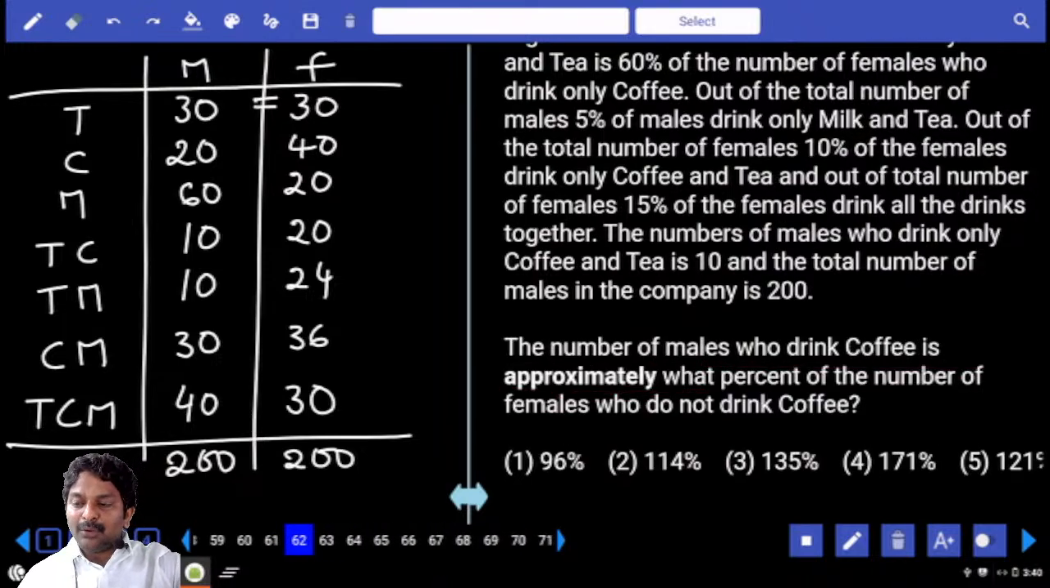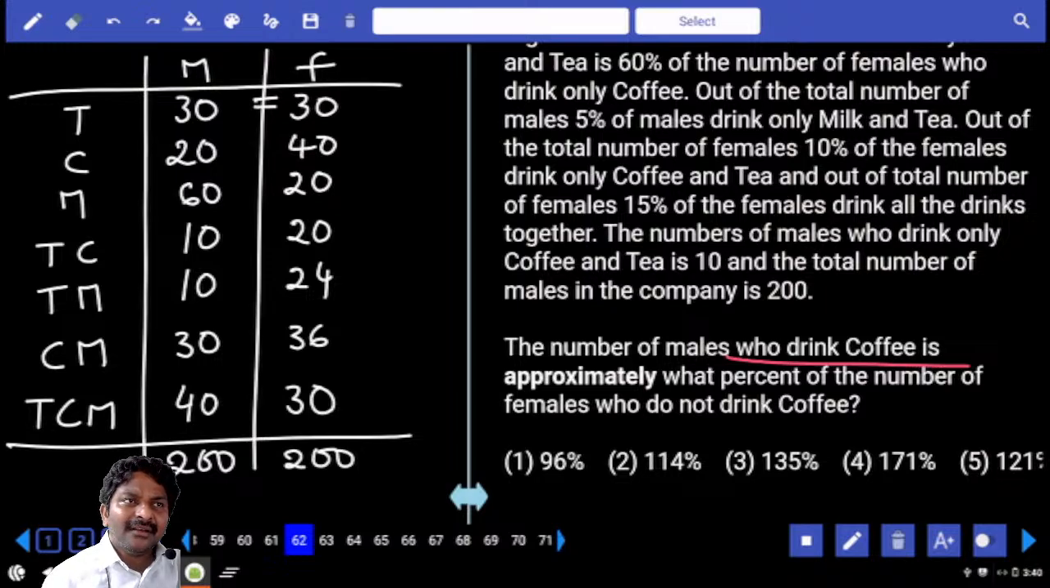The number of male who drink coffee. Is this coffee or only coffee? Wherever C is there, we should count in male. 20, 10, 30, 40, all these numbers we should consider. Yes or no? Wherever C is there, we should consider it. How much is that? 100.